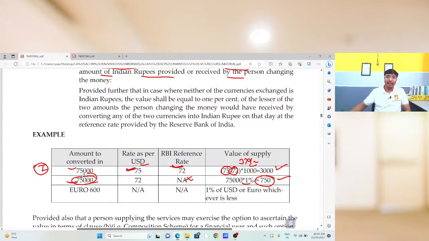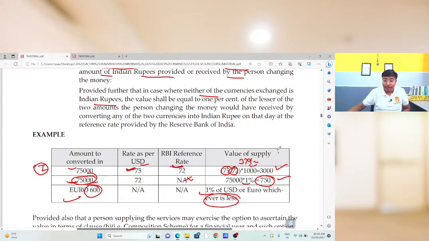Third, in case where neither of the currencies exchanged is Indian rupees. I have dirham and I want to convert the same into US dollar. There is no role of Indian currency. In that case, how can we decide the value of supply? The mechanism is that I need to convert both currencies, that is, I have euro and I want to convert the same into US dollar. I want to convert both currencies into Indian currency and I need to take 1% of the amount whichever is less. I need to convert the euro into Indian currency. I want to convert that US dollar into Indian currency. Whatever amount comes from both these calculations, I need to take the lesser amount and I need to charge 1% of that particular amount as my value of supply. I am talking from a banking point of view.